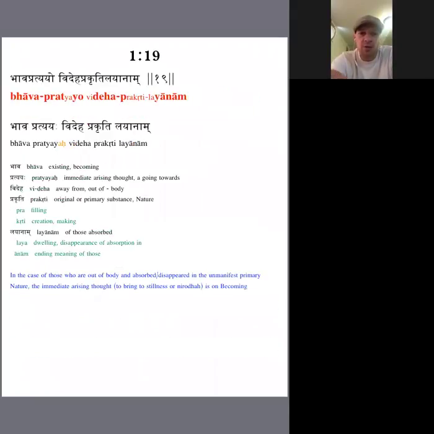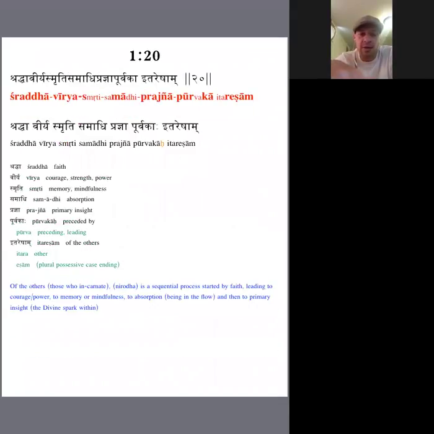The 20th Yoga Sutra was our next one, and it has a similar construction, one precedes the other, and it is Shraddha Virya Smriti Samadhi Pragya Purvaka Itaresham. The sutra says for others, that's us that reincarnated, or if you don't believe in reincarnation, technically yoga is describing that, so it would be worthy to explore more of the teachings of yoga.